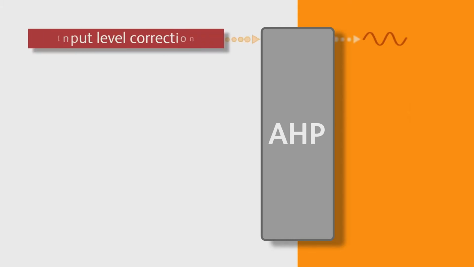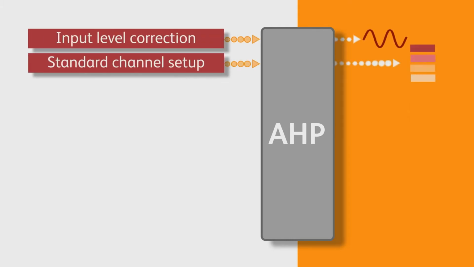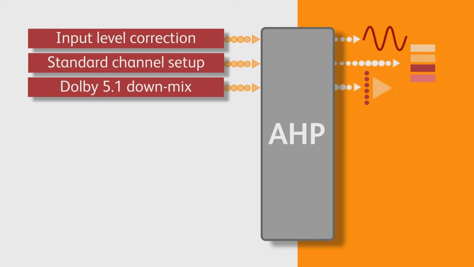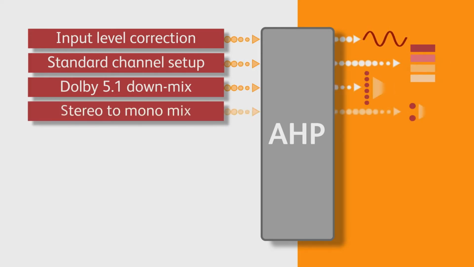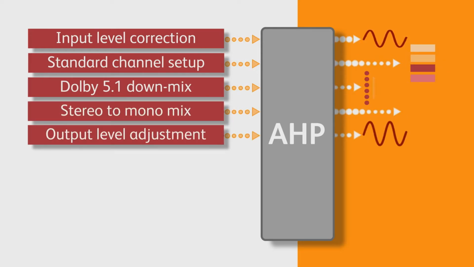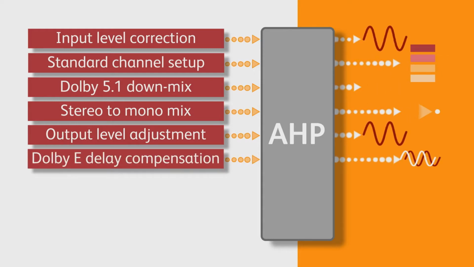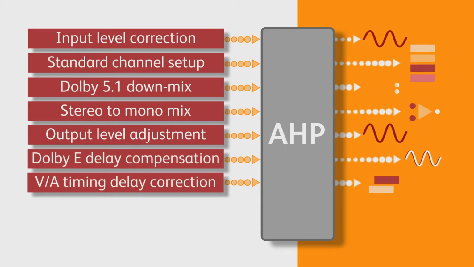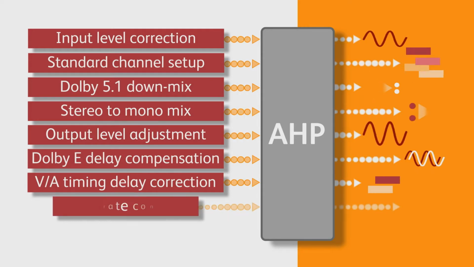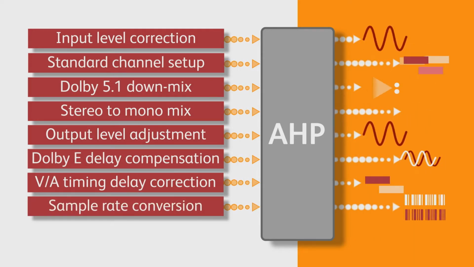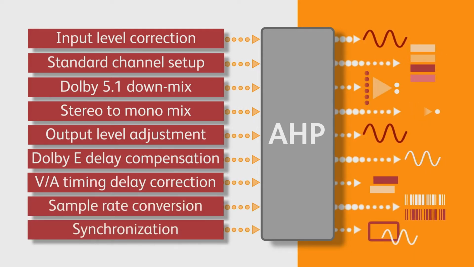Typical audio applications for AHP include input level correction, standard channel setup, Dolby 5.1 downmix, stereo to mono mix, output level adjustment, Dolby E delay compensation, video and audio timing delay correction, sample rate conversion to house standard, and synchronization.